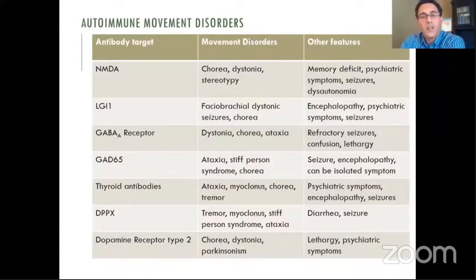NMDA antibody encephalitis has been associated with chorea, dystonia, and stereotypy type movements. This patient also can have a range of other symptoms, such as memory deficit, psychiatric symptoms, seizure, and dysautonomia, rarely with chorea or tremor. Another neuronal antibody, DPPX, has been associated also with myoclonus and tremor, but also ataxia and stiff person syndrome.